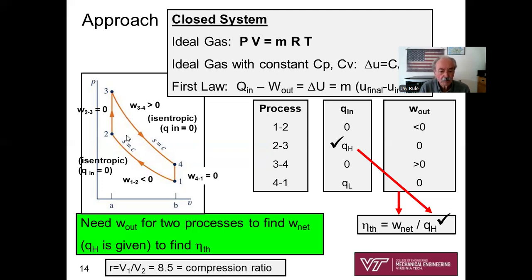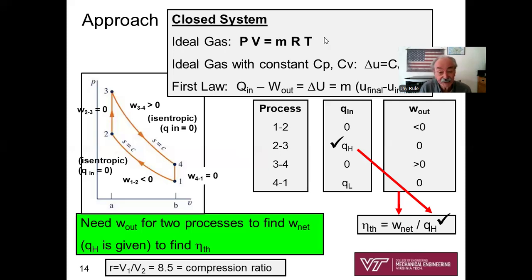How about work terms? Process 1 to 2, work is a negative value. 2 to 3, I'm going to immediately write down 0. 3 to 4, the work done is a positive value. 4 to 1, it's 0. If I add these numbers up, that gives me W net, and I can immediately get the thermal efficiency. And what else are we going to use for our analysis?